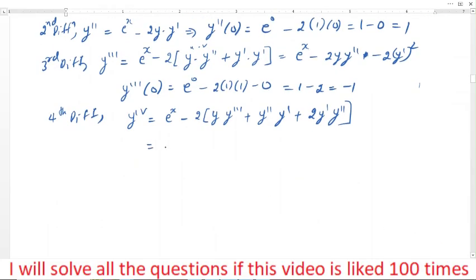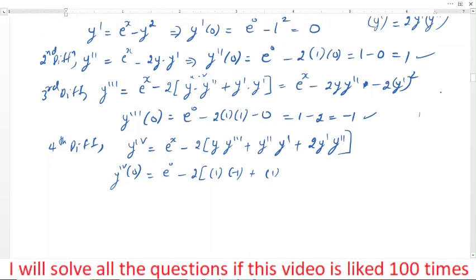So therefore, this is equal to e raised to 0 initially. Y, and substitute the initial values, minus 2, y is 1, y triple dash is minus 1, here you can see it is minus 1, plus y double dash, here we have taken it is 1, this is 1, and y dash is already given. You calculated y dash. What is y dash here, friends? Y dash is 0. Okay, y dash is 0, no problem. Then plus 2 times y dash is again 0, y double dash is 1.